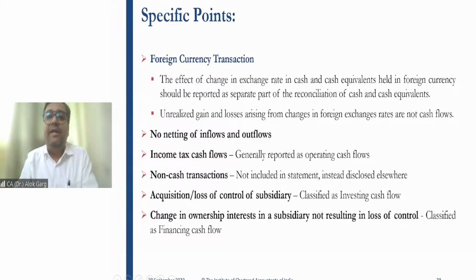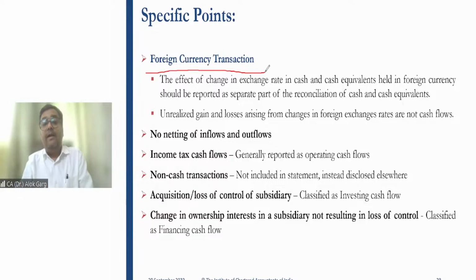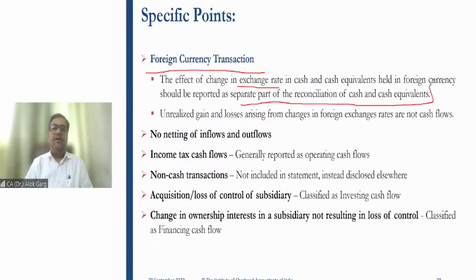Now some specific points I need to discuss, friends. Foreign currency transaction. The effect of change in exchange rate in cash and cash equivalent held in foreign currency should be reported as a separate part of the reconciliation of cash and cash equivalent. Friends, you know that your monetary assets and monetary liabilities have to be converted at the closing rate. If you have foreign assets and liabilities, they have to be converted into the functional currency, into the local currency, at the closing rate.